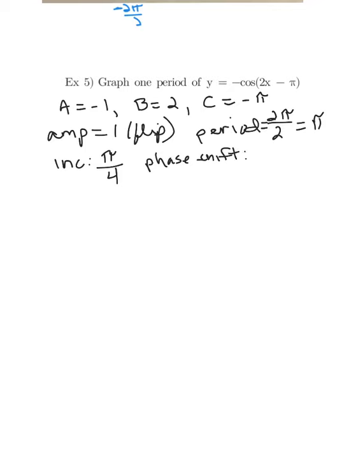We need to do the opposite of c. Since our c is already negative, we need to do positive pi over the b, which is 2. Remember what I talked about earlier, that you need a common denominator for phase shift and increments. So we're going to think of phase shift as 2 pi over 4 so that we have a common denominator with our increments, which are pi over 4.